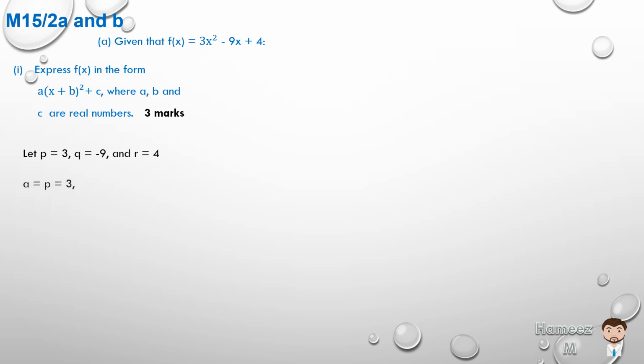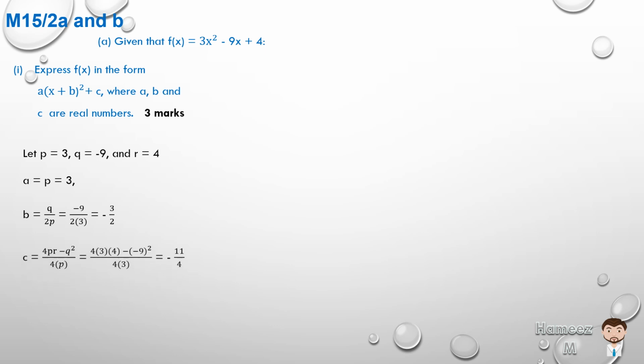So a is equal to p, which is 3. And b, which is the term inside the brackets, is equal to q over 2p. Just like b on 2a in the quadratic equation formula. And that gives us minus 9 over 2 times 3, which works out to be minus 3 on 2.